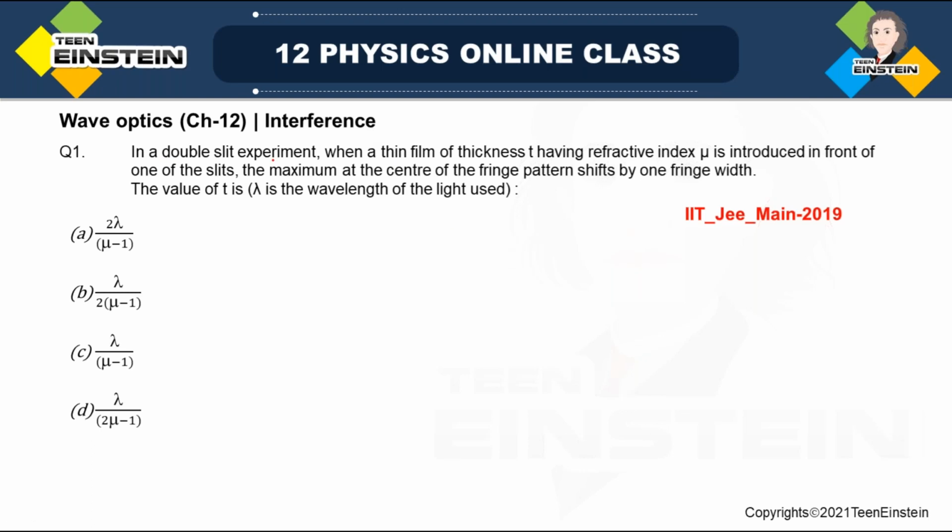Okay, so let us see this question. In a double slit experiment, that means you can just think of Young's double slit experiment, when a thin film of thickness t having refractive index mu is introduced in front of one of the slits, the maximum at the center of the fringe pattern shifts by one fringe width. The value of t, or thickness of the film, is either 2 lambda by mu minus 1, or lambda by 2 into mu minus 1, etc. So you have to find out the answer for this.